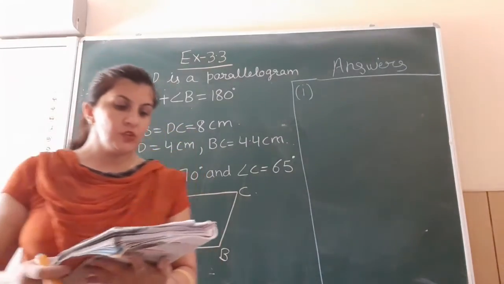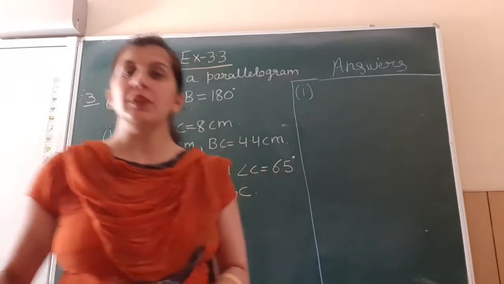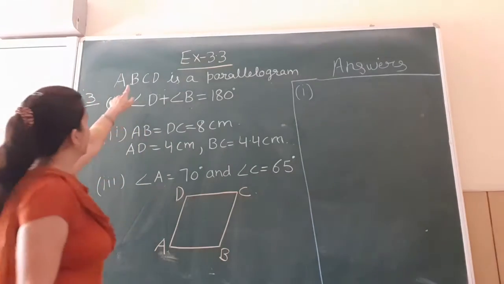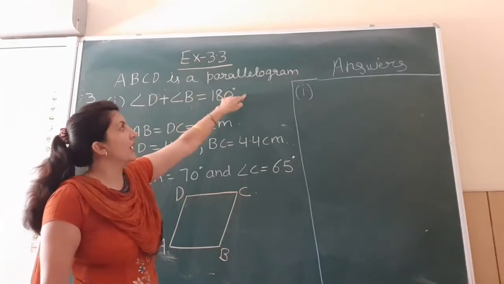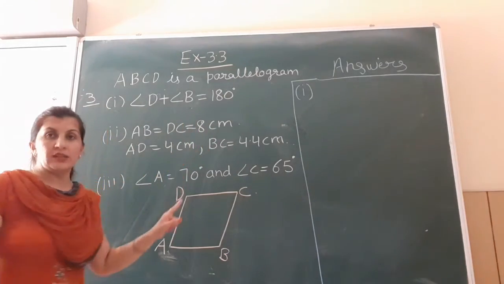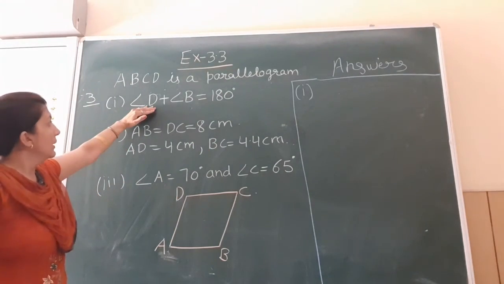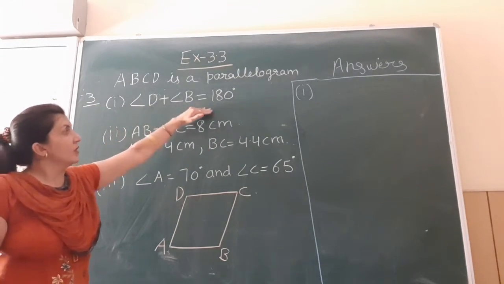Now comes question number 3. Can a quadrilateral ABCD be a parallelogram? They say that ABCD is a parallelogram. The conditions are given. We have to answer yes or no first. If angle D plus angle B is equal to 180 degrees.